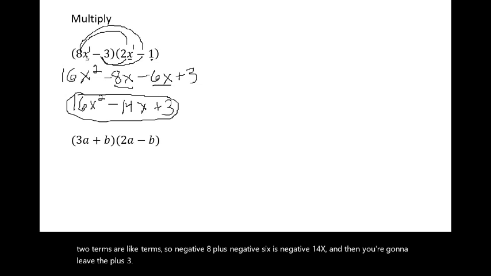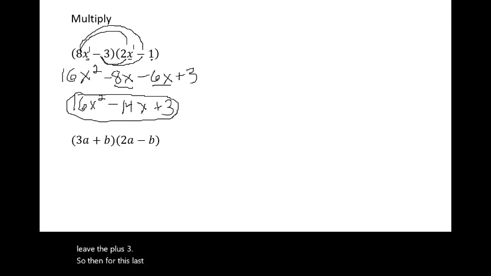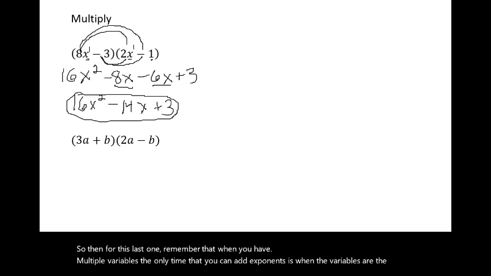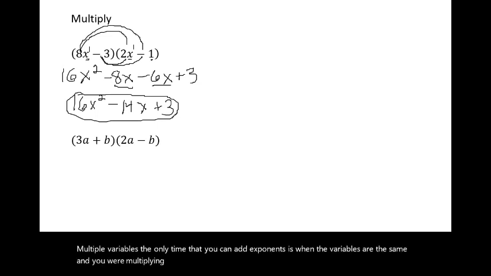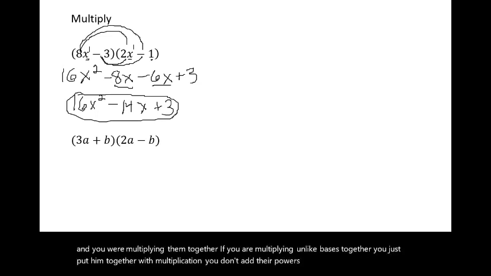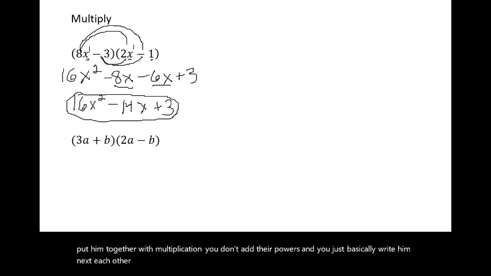So then for this last one, remember that when you have multiple variables, the only time that you can add exponents is when the variables are the same and you are multiplying them together. If you are multiplying unlike bases together, you just put them together with multiplication, you don't add their powers, and you just basically write them next to each other and move on. So keep that in mind when we multiply these next two binomials.